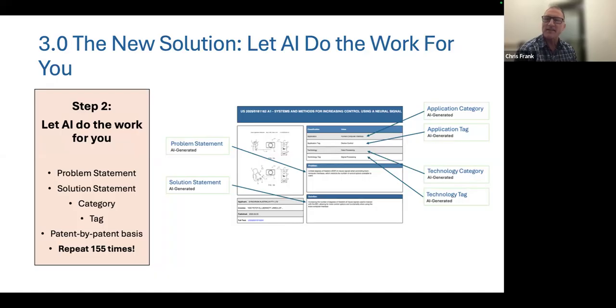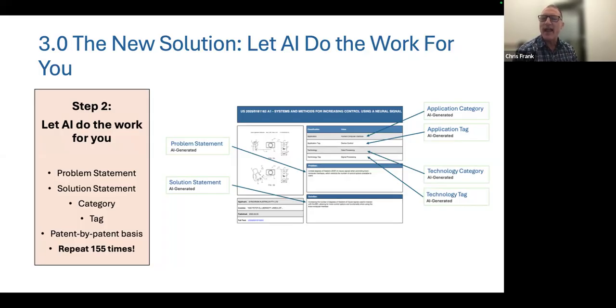It's going to look at that patent and say, what problem is being addressed here? And then it's going to come up with a solution statement. How does it appear that this patent is trying to solve that problem? And then secondarily, it's going to categorize. Yeah, this would actually be a separate step. It will first give you the problem and solution statements. And then once everything has that, it will use that to categorize and tag everything. But nonetheless, that's an AI step.